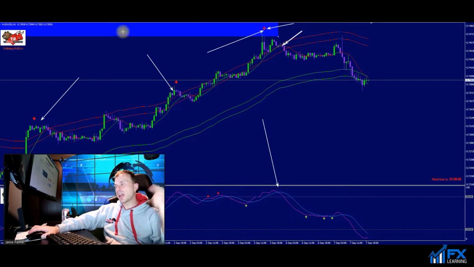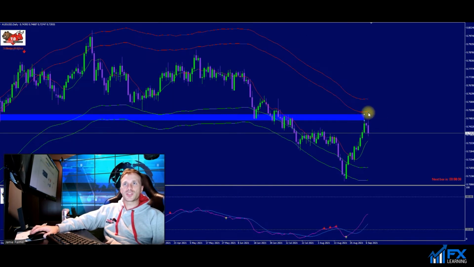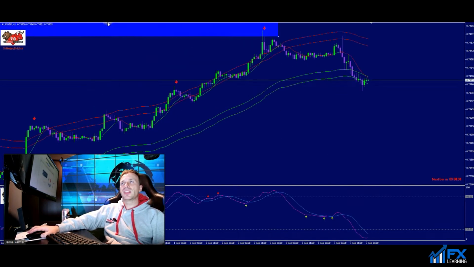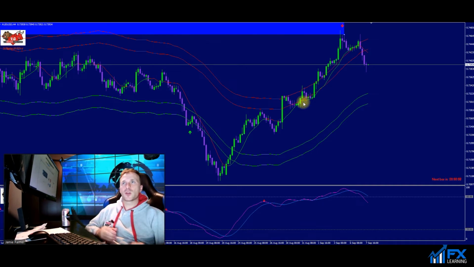Well, let's break it down for you again. So like I said, if you go over to the daily, we have a resistance at this level just there, which explains this setup here. Not only that, let's look at the 4 hour, because the 4 hour is going to start giving you a clearer picture. And this is what you want to start doing when you see a setup. Start breaking it down, right?